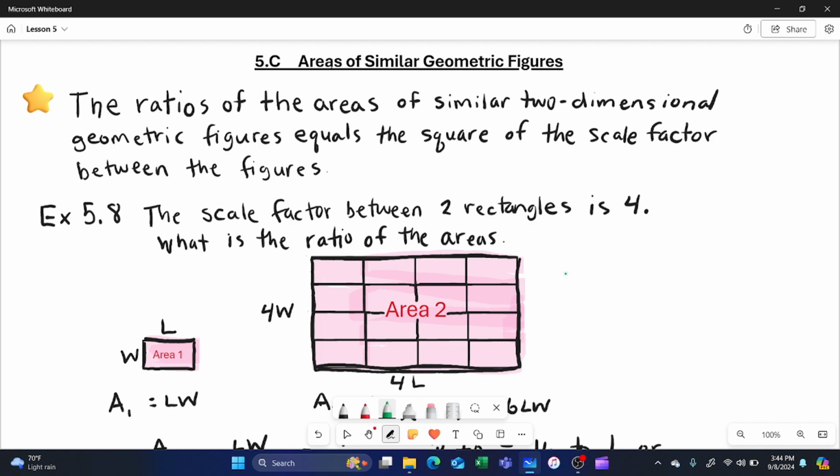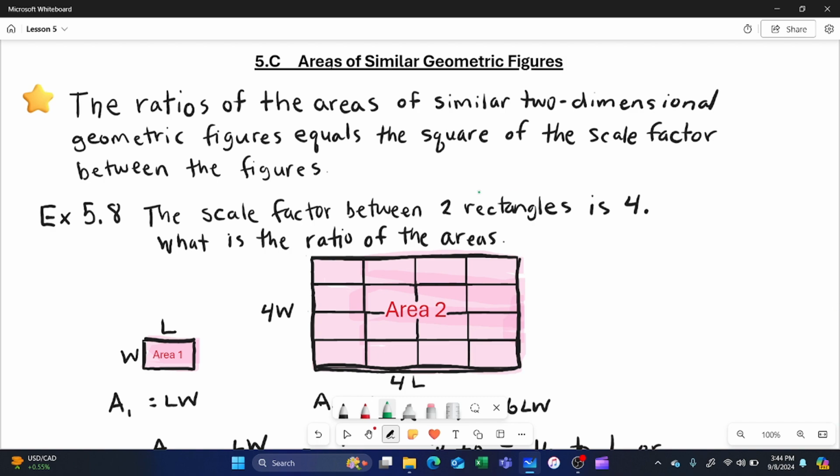All right, moving on to 5.C, areas of similar geometric figures. You see that the ratio of the areas of similar two-dimensional geometric figures equals the square of the scale factor between the figures. The book will tell you this is easy to say, but it's hard to conceptualize or visualize. I disagree. It's pretty easy to see. You have example 5.8 right here. It tells you the scale factor between two rectangles is 4. What is the ratio of the areas?